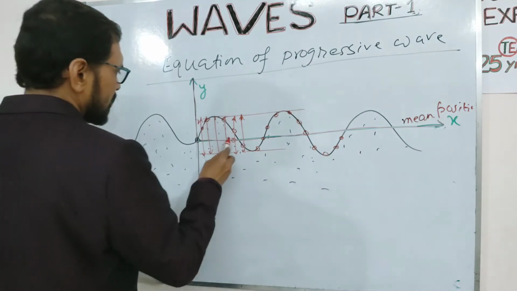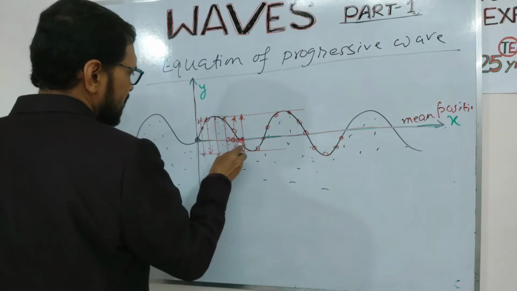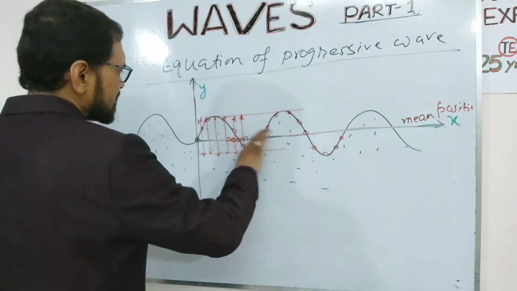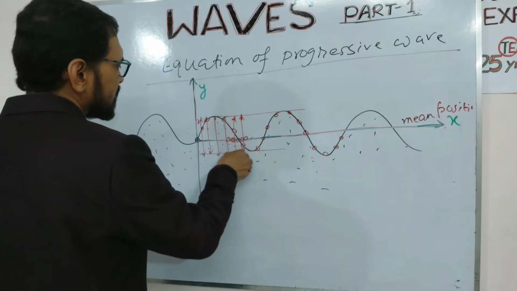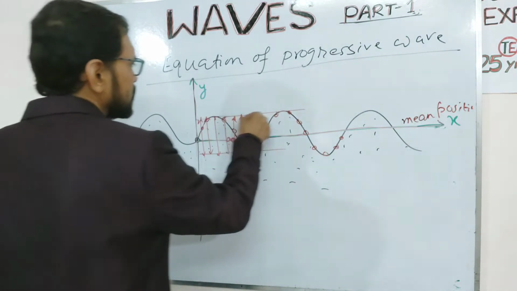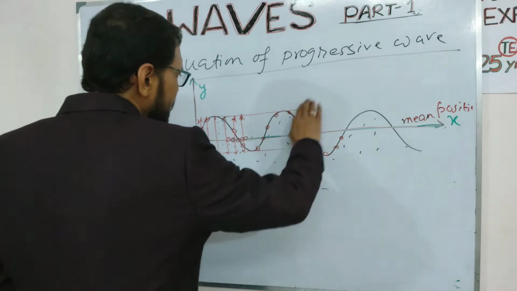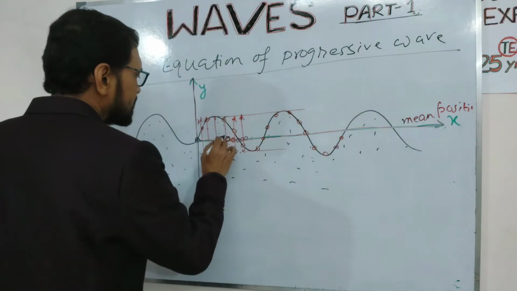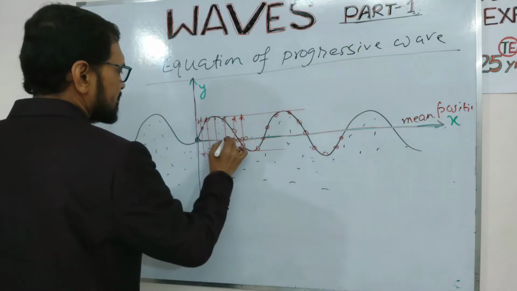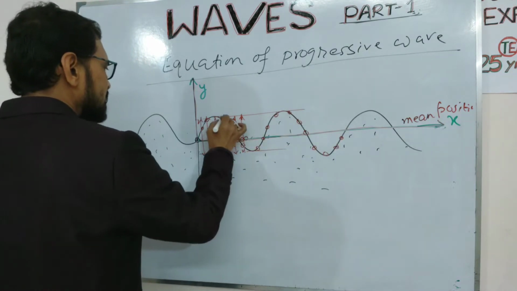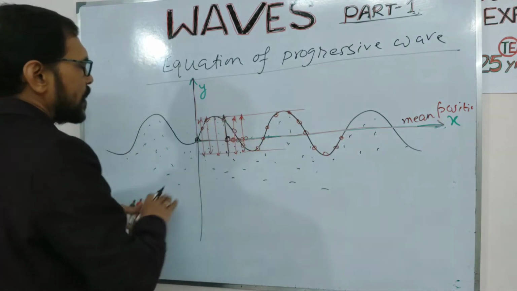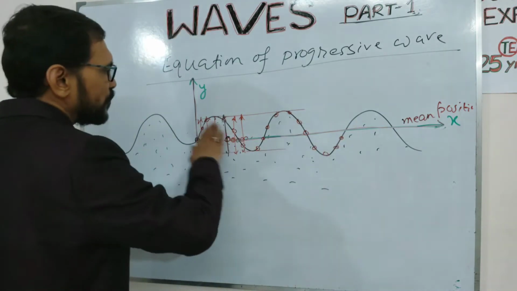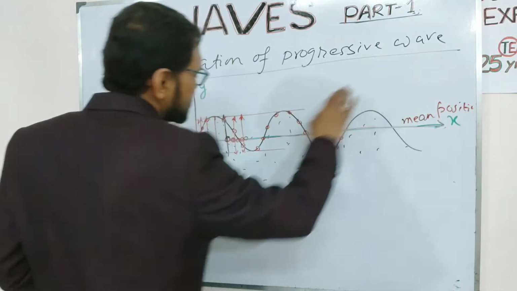Because every particle is adjacent to each other, motion is transmitted to the next particle. So every particle will oscillate, and we see that a movement is transmitted this way. But this particle does not move in this direction. It oscillates about its mean position. So the particle will not move, but the movement or energy is transferred in this direction.